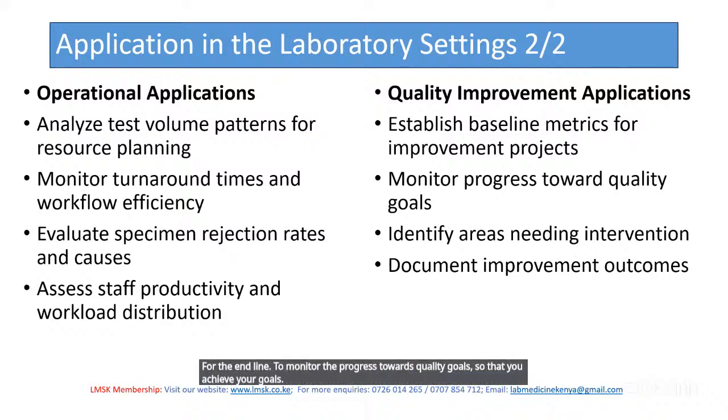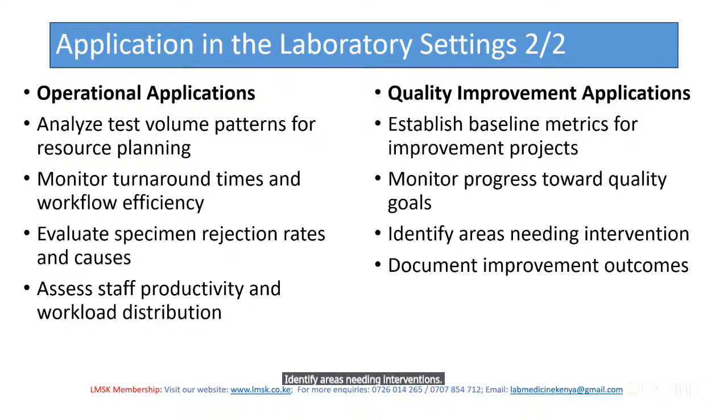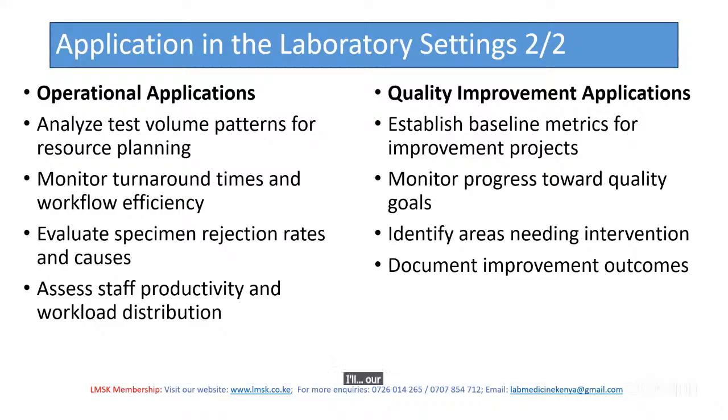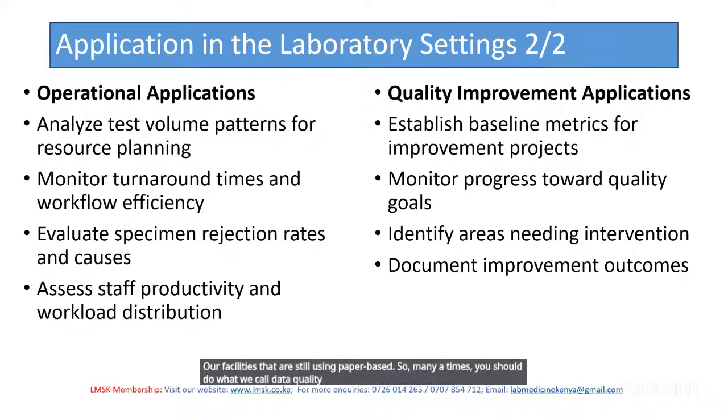Identify areas needing interventions. Then document improvements and outcomes. Documenting improvement per se has got a lot of problems. I talked about the majority of our facilities that are still using paper-based systems. So many times you should do what we call a data quality audit. That is the DQA.